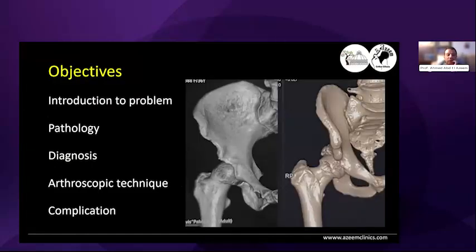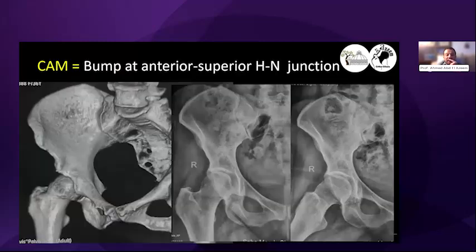So my talk will cover the introduction to the CAM femoroacetabular impingement, what's the pathology, the diagnosis, the arthroscopic technique, and the complications. The CAM is a bump at the anterosuperior part of the head-neck junction.